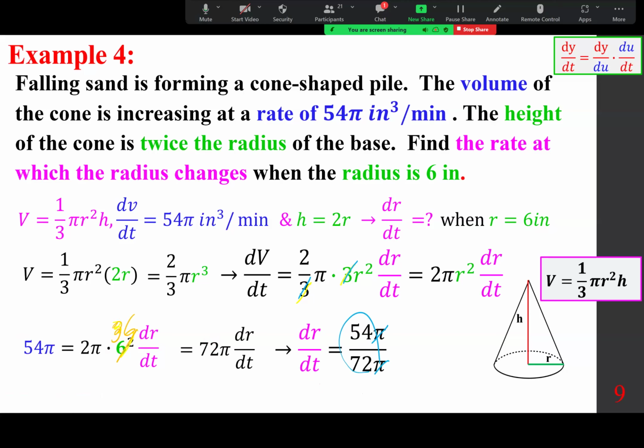And we get 54 over 72. They are both divisible by 18. We get 3/4 inches per minute. Units of the numerator, radius, over the units of the denominator, t, dr dt. Think of it that way. And we end up with 3/4 of an inch per minute. When the volume is increasing by this much, the radius is increasing by 3/4 of an inch per minute.